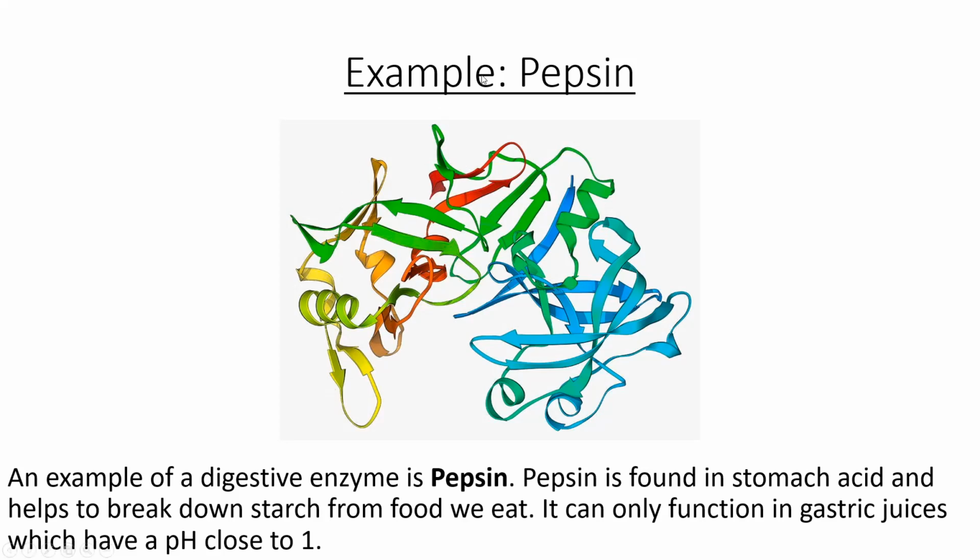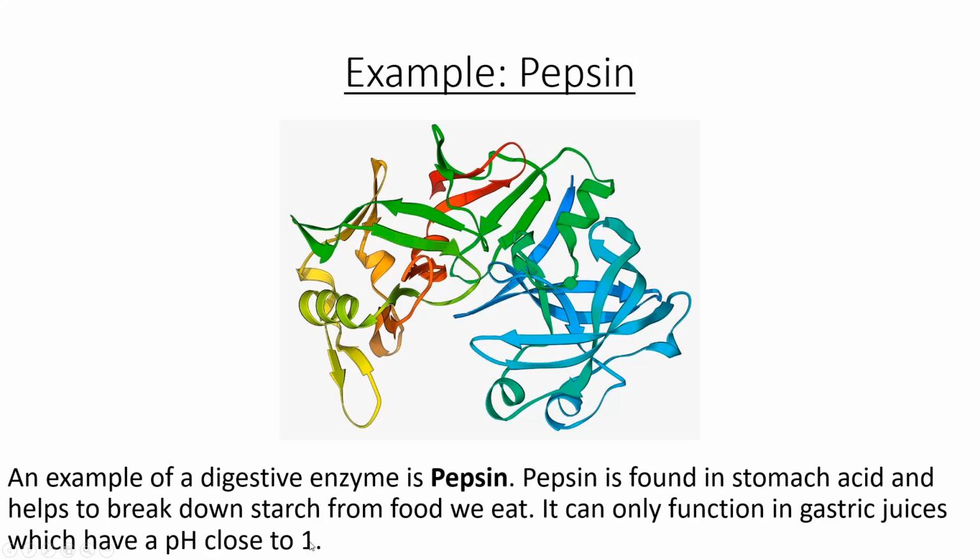Now, this pepsin is the enzyme, and the substrate, or what we are breaking down, is the starch from the food that we eat. As I said before, that's potatoes. Trying to think of more starchy things. Potatoes are good. It can only function in gastric juices which have a pH close to 1.